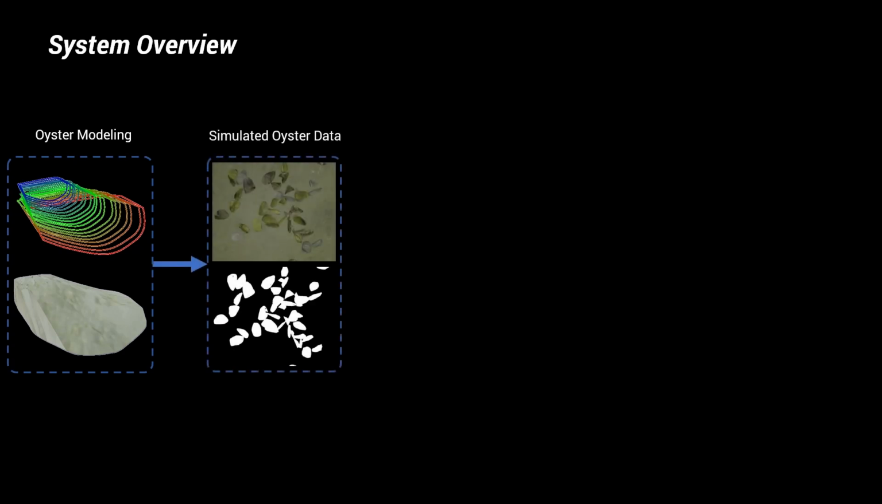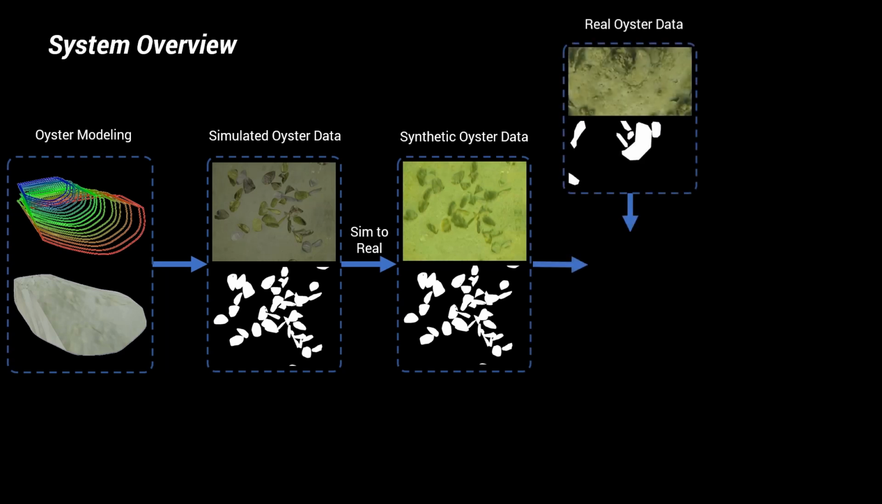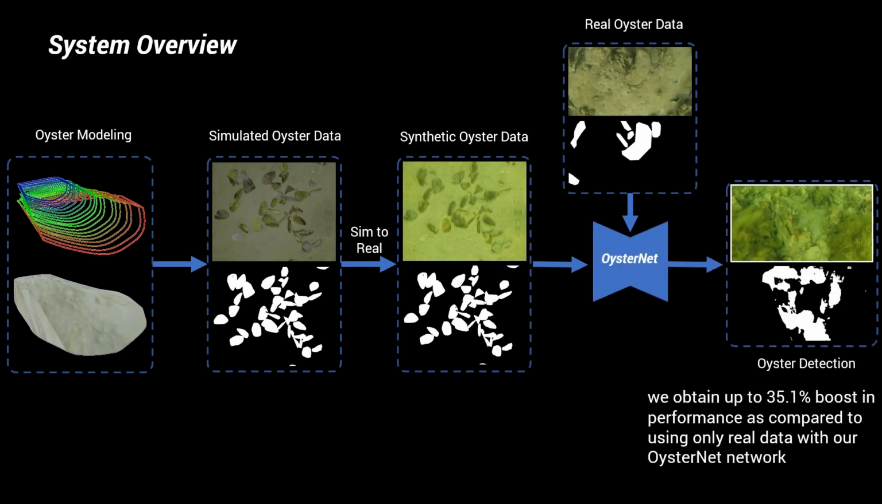To this end, we present a novel method to mathematically model the oysters and render images of oysters in simulation to boost the detection performance with minimal real data. We applied a sim-to-real transformation to the simulation data to obtain our synthetic data, utilizing our synthetic data along with real data for oyster detection. We obtained up to 35.1% boost in performance as compared to using only real data with our OysterNet network.